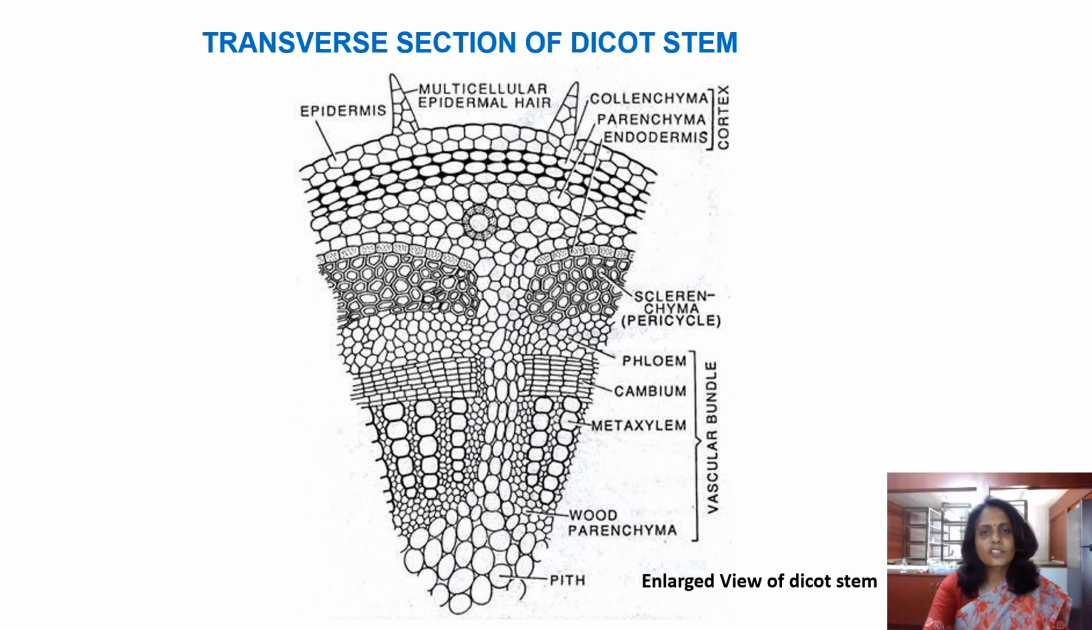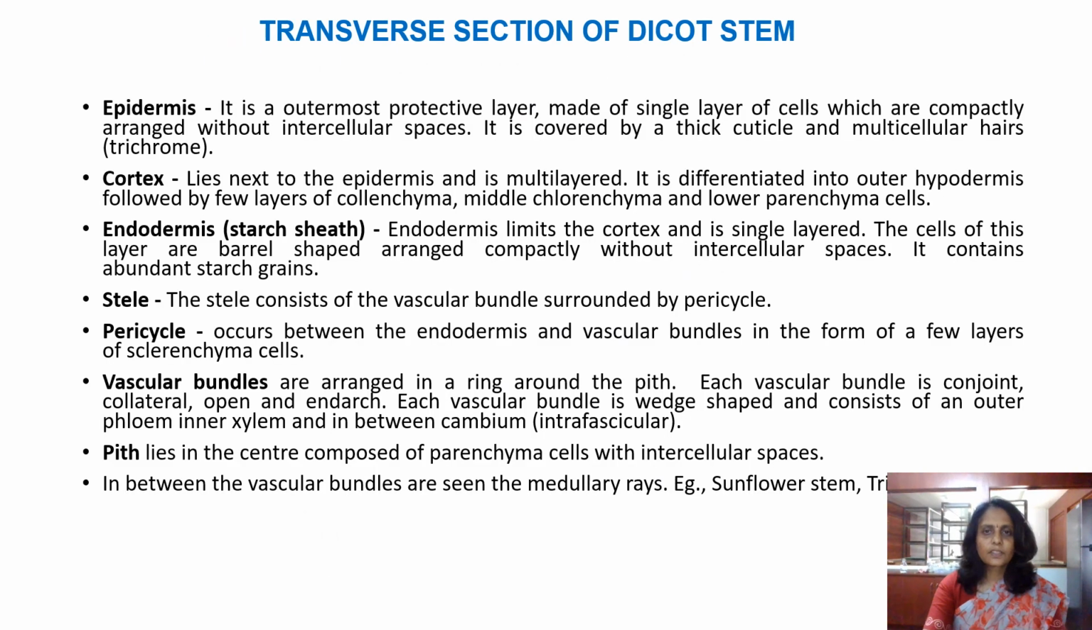Let us now study the transverse section of a dicot stem. The picture that you see here is that of the sunflower or a Helianthus stem, which is a little more complex compared to that of the root that we studied earlier. The TS of the dicot stem shows the presence of the outermost epidermis, which is single layered, made up of barrel-shaped cells, lined by cuticle. The cells are arranged very compactly without any intercellular spaces.